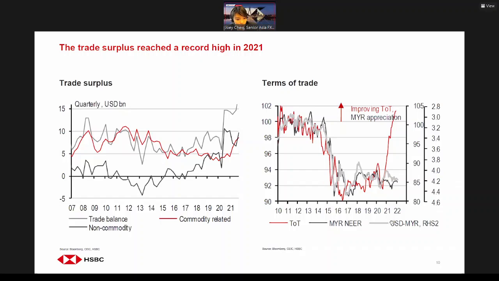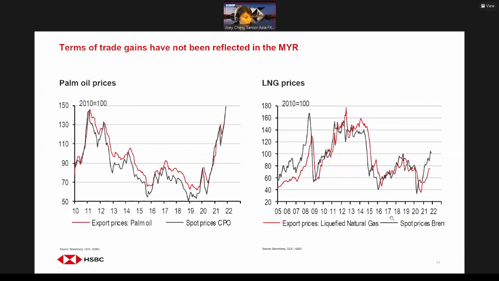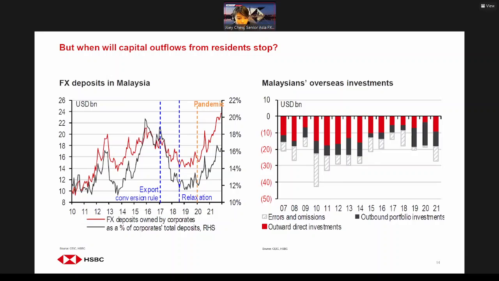The dollar ringgit could have fallen instead. I think a lot of it comes down to capital outflows, and it's capital outflows from locals. So here we can see the deposits onshore in terms of FX deposits, and you can see it has basically risen a lot since the pandemic started, since BNM has relaxed some of these regulations with regards to export conversion and with regards to holding of FX deposits. It is now at a record high.